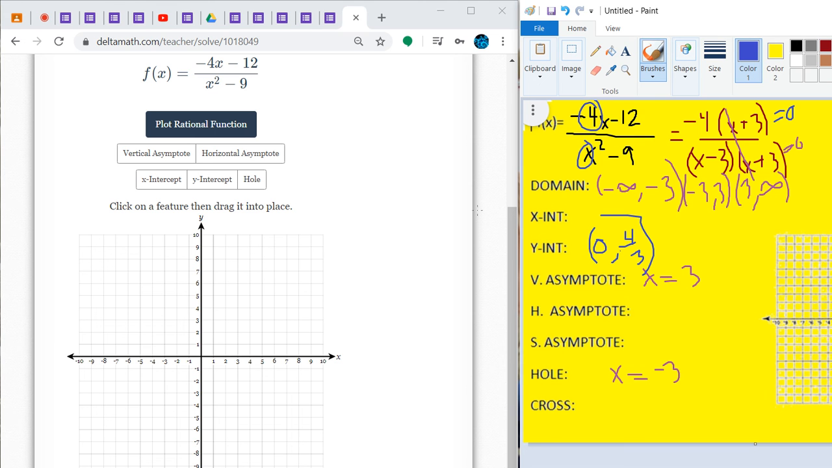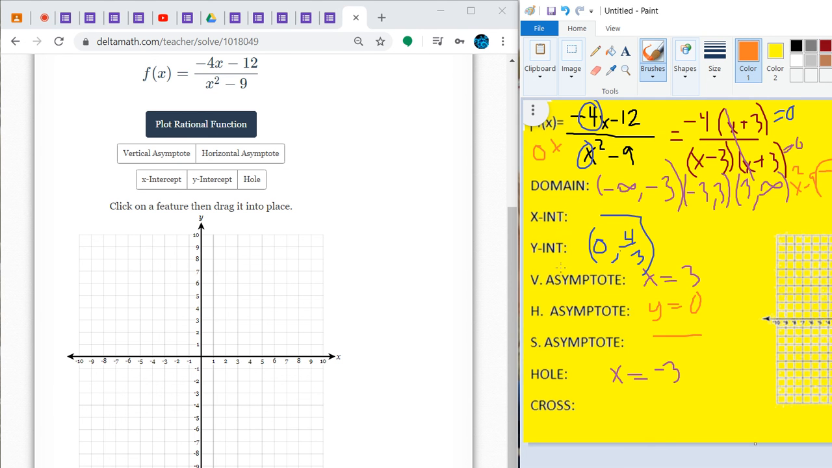Horizontal and slant asymptote is all that's left, and you're going to do long division. Well, this is another problem that you should be able to recognize. You can't do any long division because you would have to do negative 4x minus 12 on the inside, x squared minus 9 on the outside. x squared times what to give you negative 4x? That can't happen. So it's like you've already done the long division. So we assume that you've done 0 in front, and the horizontal asymptote then becomes y equals 0.